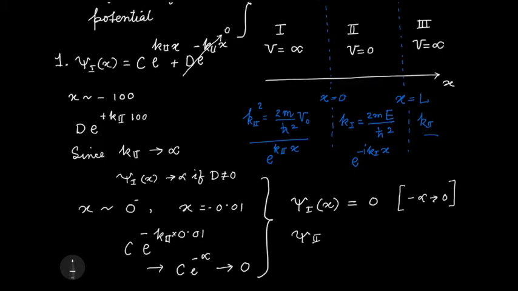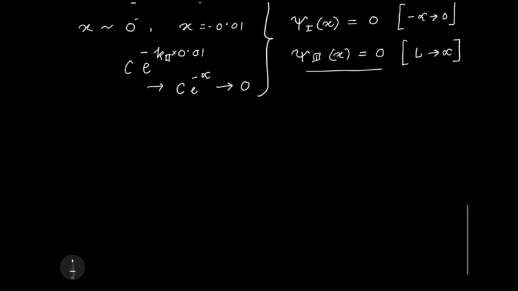The same fate you can see will happen to psi3x. I request you to check that; it will also have to be 0, for x from L to plus infinity. So we have solved for the wave function in regions 1 and 3. It is very trivial, it will be all 0. What is the solution in region 2? Let's write the solution in region 2 now.